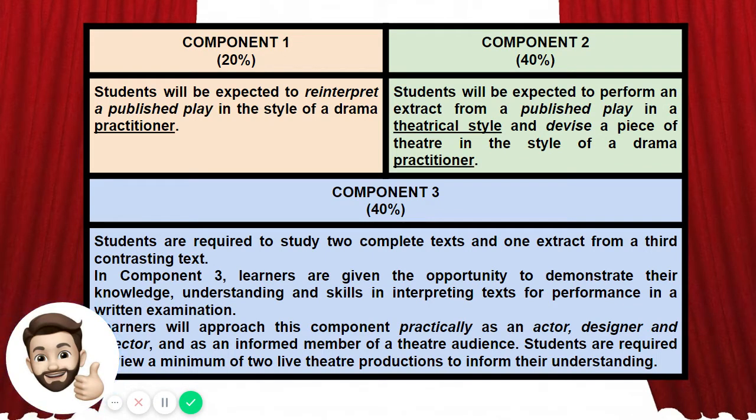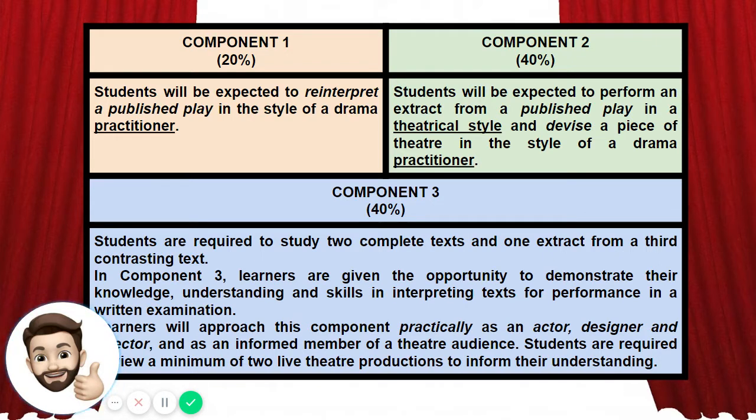For Component 1, you'll be expected to reinterpret an already existing published play in the style of a drama practitioner. For Component 2, you'll actually perform 2 plays, one an extract from a published play in a theatrical style, and then devise a piece in a contrasting practitioner style. We'll go through practitioners and styles in a moment.